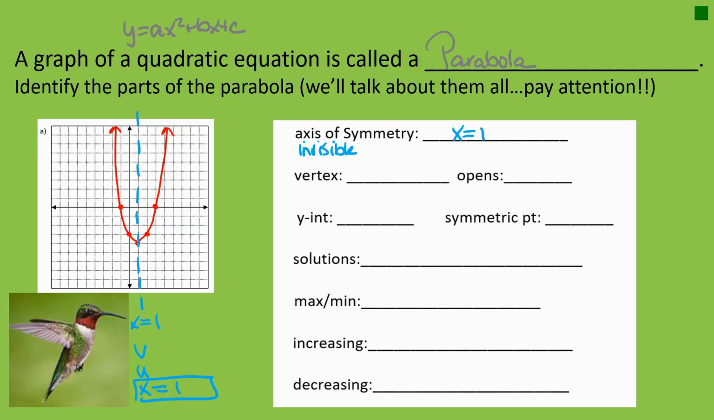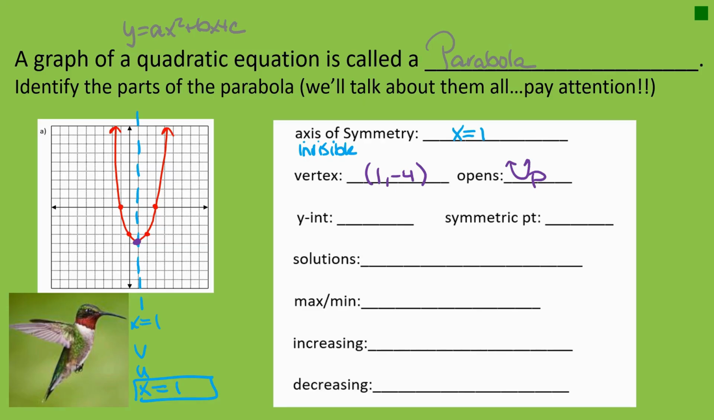The vertex is the bottom point or the top point. It's where the curve turns. It's a point. So from the origin, we went right 1 and down 4. So it is at the point (1, -4). This parabola, your choice is either up or down. This parabola opens like that, which is up. The arrows point up. It's going up, up, up.